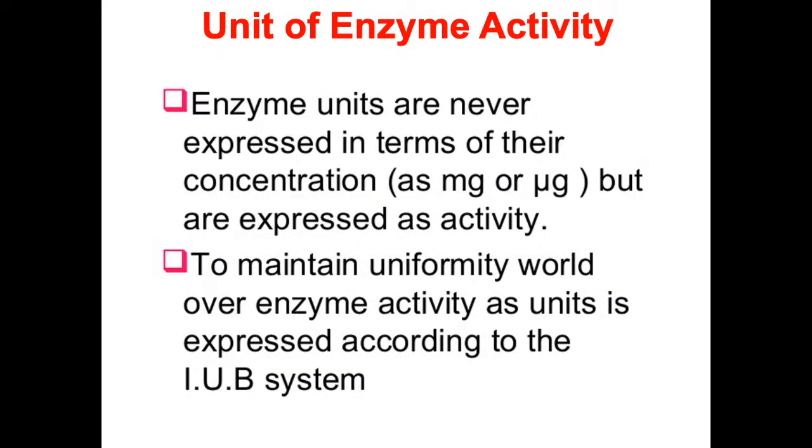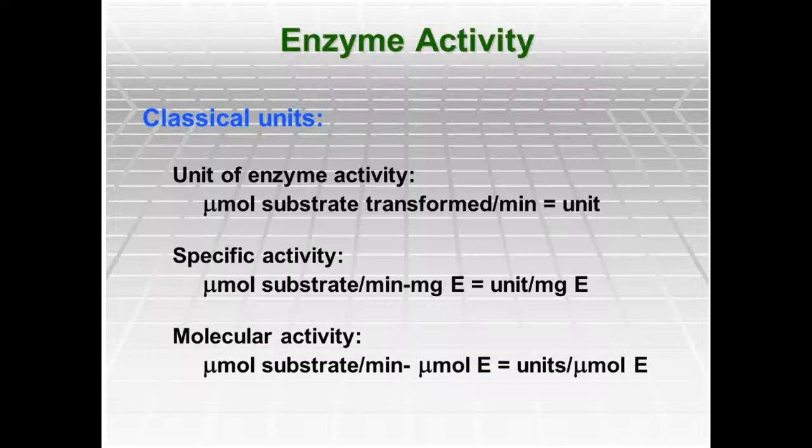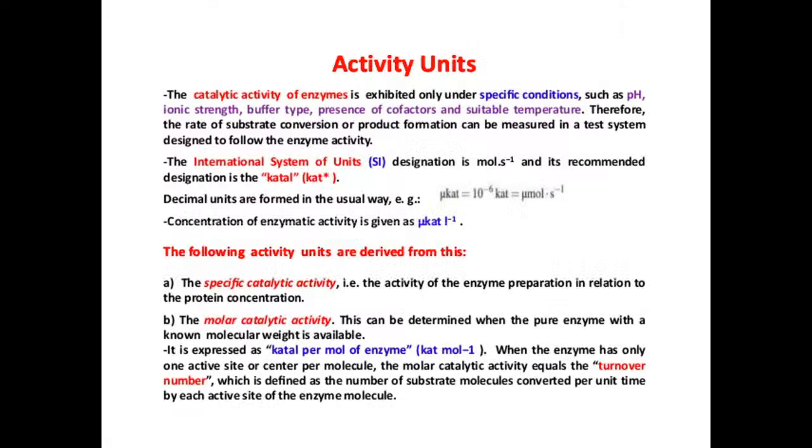So, what are the units of enzyme activity? Enzymes are expressed not in terms of their concentrations, but in terms of their activity, how much product they are producing from the substrate. In that sense, there's a classical unit, the unit of enzyme activity: micromole of substrate transformed per minute. Specific activity would be micromole of substrate per minute per milligram of enzyme. Molecular activity would be micromole of substrate per minute per micromole of enzyme, and so on.